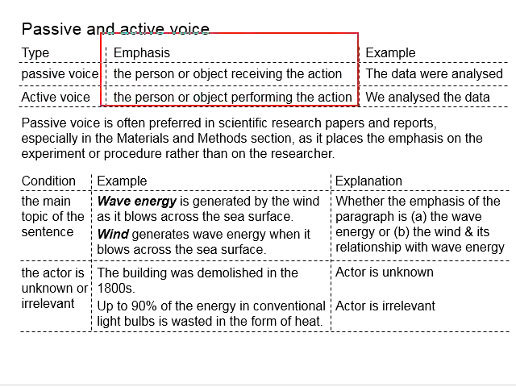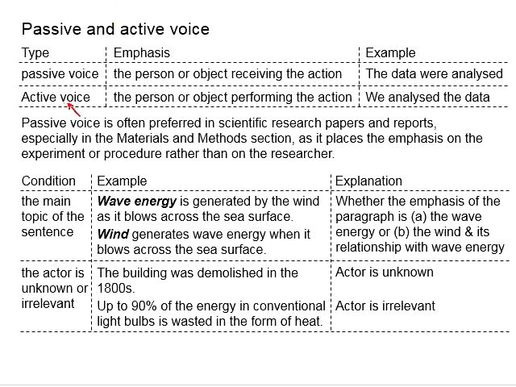The emphases are different. If you construct the sentence in the passive voice, the emphasis will be the person or the object receiving the action. This is an example sentence for the passive voice. The data were analyzed. You know that the focus of the topic will be the data. Somebody was analyzing the data. Now this somebody is not the emphasis or the purpose of the sentence. The focus now is the data.